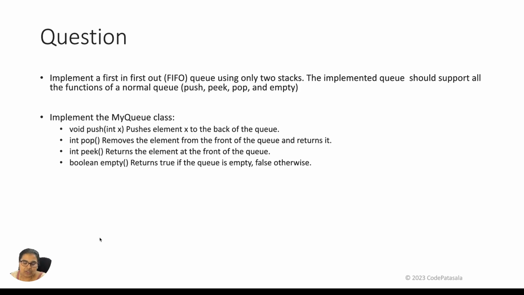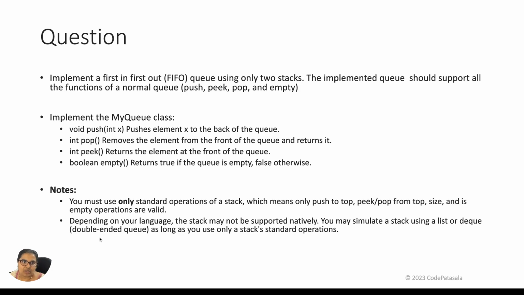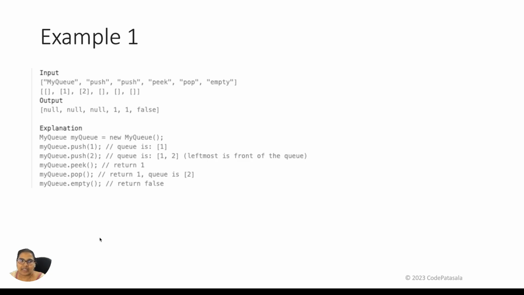So the queue, which is called MyQueue in this case, should contain all the operations. Push should push an integer x. Pop should remove the first in element from the queue following FIFO, which is first in first out. Peek also should follow FIFO and show the first element of the queue. Empty should return if the queue is empty or not. Okay, and we are allowed to use only standard operations of a stack. We can't use a regular queue data structure which is already available in Java.